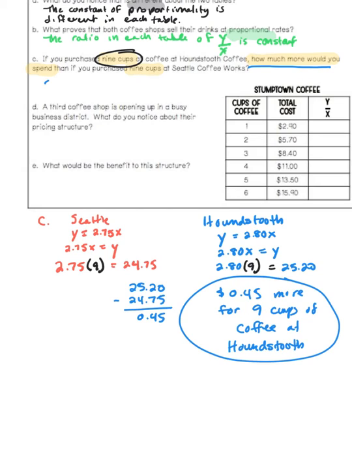All right, so now at this point, I'm going to ask you to complete the table for Stumptown Coffee. Let's read the situation and see what the questions are. Let's kind of preview what they're asking us. It says a third coffee shop is opening up in a busy business district. What do you notice about their pricing structure? Well, we don't know yet because we haven't figured out what the constant of proportionality is or if there is one. And then it asks what would be the benefit to this structure. So it's kind of implying there might be something different.